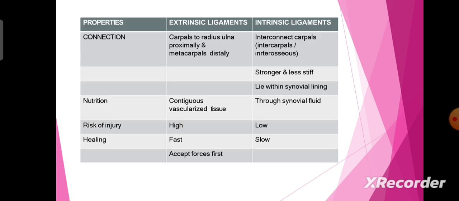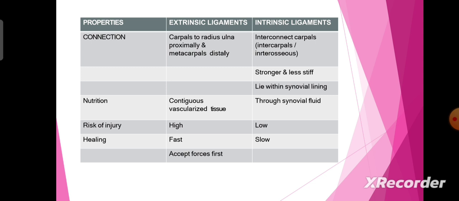So, what is the difference between the extrinsic and intrinsic ligaments? First is the connection. Extrinsic ligaments connect the carpals to the radius and ulna proximally and the metacarpals distally, and intrinsic ligaments interconnect the carpals, which are also known as intercarpal or interosseous ligaments. Intrinsic ligaments are stronger and less stiff, and they lie within the synovial lining of the joint.